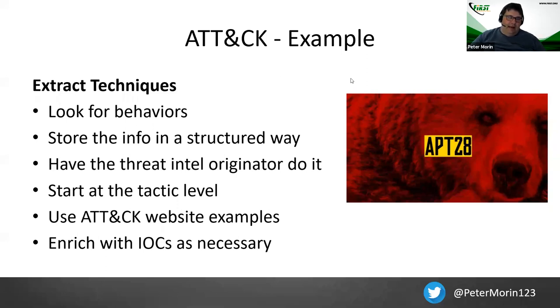So from an ATT&CK perspective, what we want to do is extract the techniques that we need, look for those behaviors, store the info in a structured way, have the intel originator do it, start at the tactic level, and use the ATT&CK website examples. And again, bringing in IOCs, we want to enrich our work with those IOCs. I'm not trying to replace indicators of compromise with the ATT&CK framework. I think both are important. One is focused on behavior. One is focused on enrichment using those IP addresses and so on.